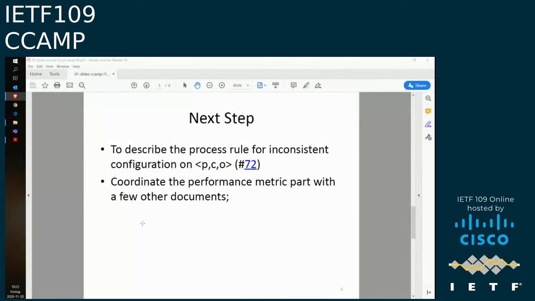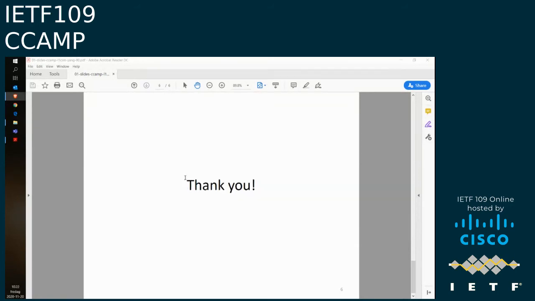And we also need to coordinate the performance metric part with a few other documents. There has been quite a lot of related work in different working groups in the IETF, including one on performance monitoring in the CCAMP working group, and a few of them in the OPSAWG. Next, please. Oh, I think this is the last one.